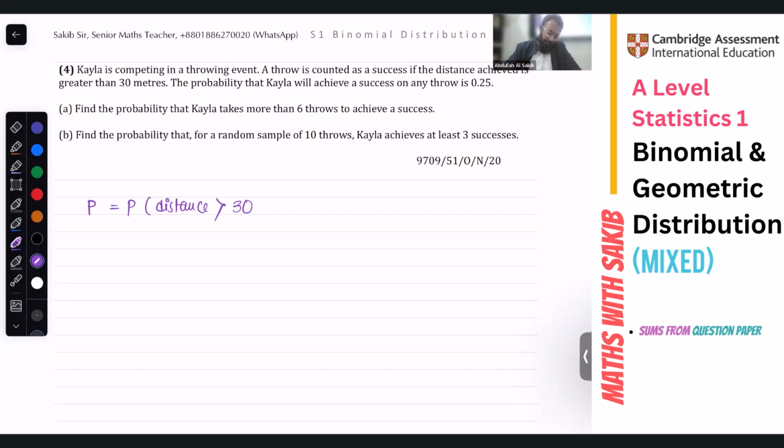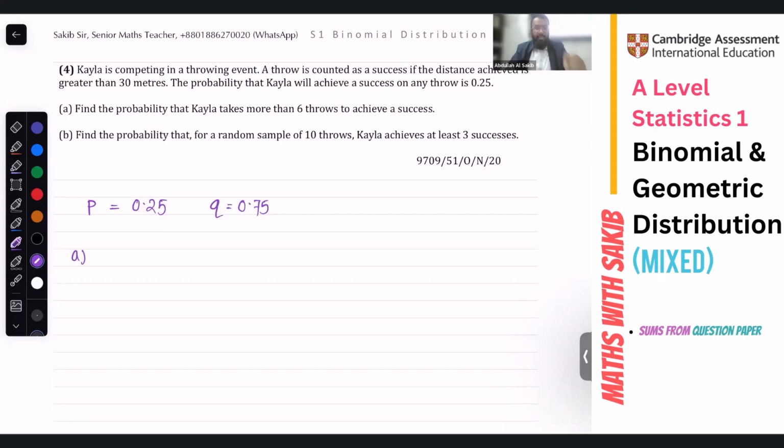You don't have to mention the event. The probability of success is 0.25. That's a simple thing. So what about the failure? Probability of failure 0.75. Now number A. Find the probability that Kyla takes more than 6 throws to achieve a success.